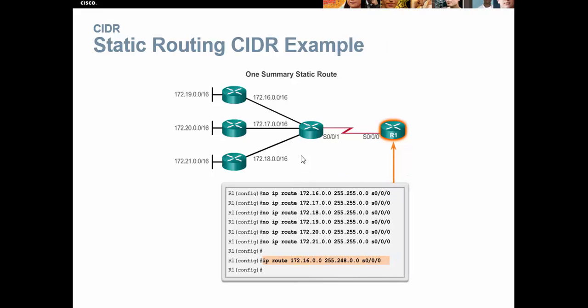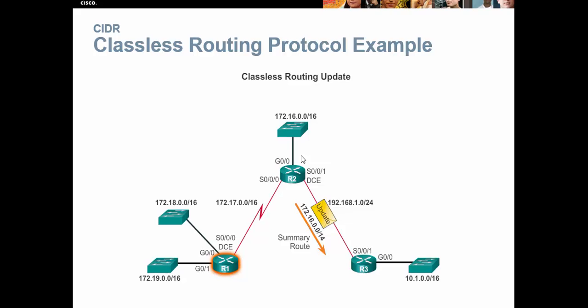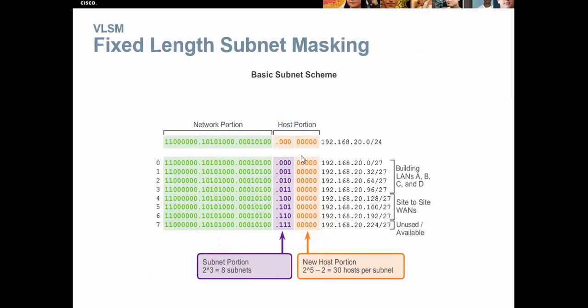Static routing CIDR example is here. It's similar to the one we just showed you, where it takes the different routes we have listed and it summarizes them to where they know that they're headed out of serial interface 0/0/0. Classless routing protocol examples, we have our summary routes with fixed length subnet masking, the VLSM with subnet portions you see there in the purple.